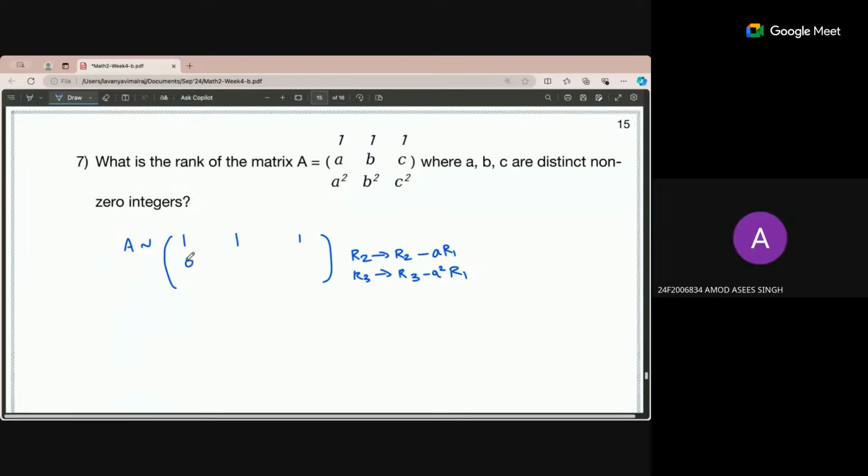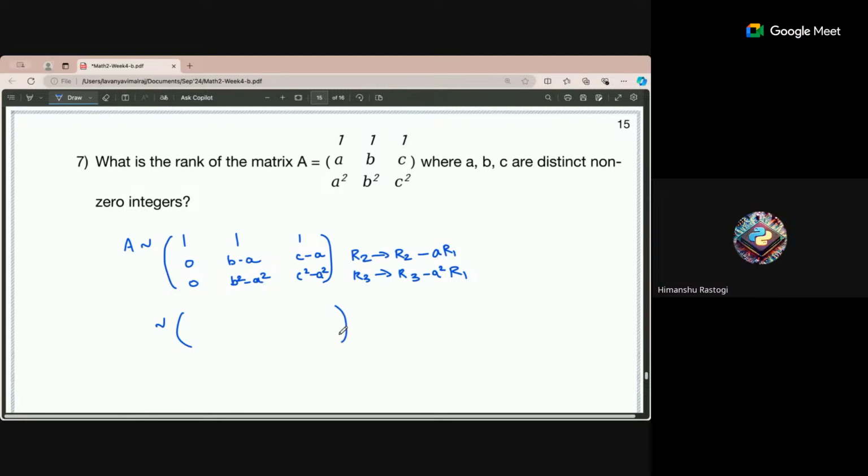The second row is 0, B minus A, C minus A. The third row is 0, B squared minus A squared, C squared minus A squared. What can be the next step?